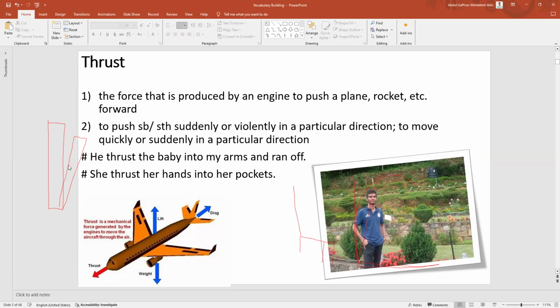If you look at these example sentences: he thrust the baby into my arms and ran off. So one person put the baby into her arms and he ran off. So moving suddenly or violently is called thrust. Then the second example: she thrust her hand into her pockets. So she inserted her hands into her pockets.